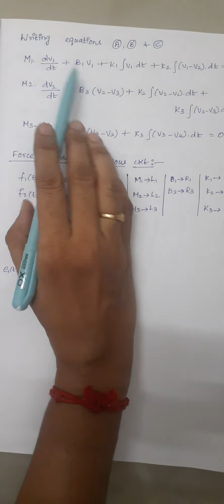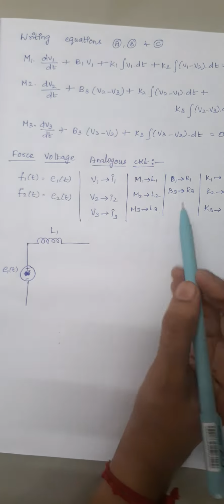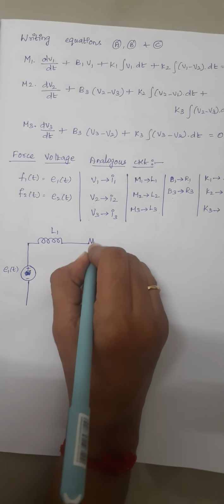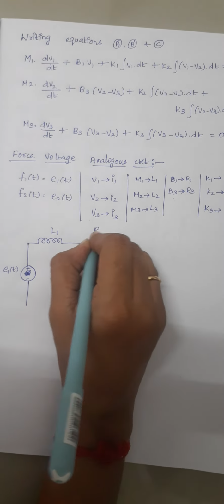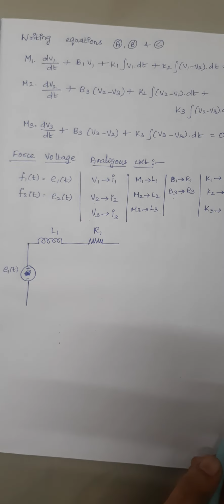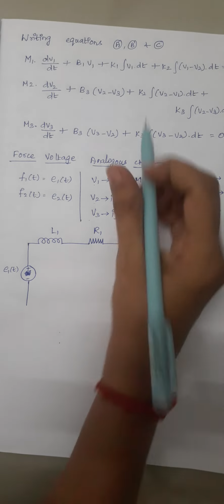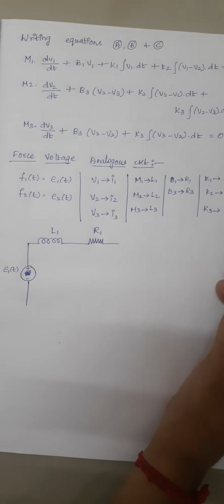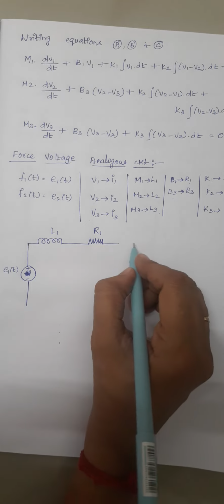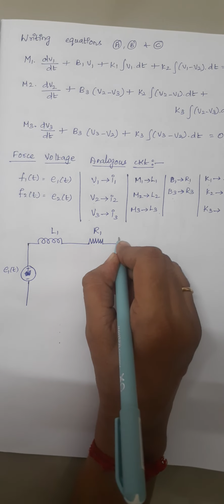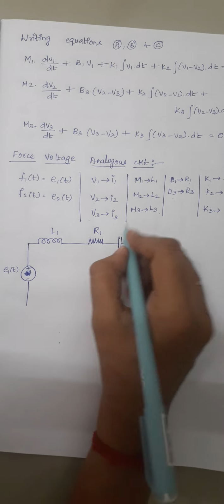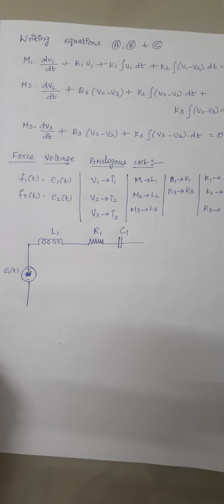The next one is we are having a B1. This B1 should be represented as a resistor here. So just draw a resistor, and this is your R1. The next one is K1. This K1 should be represented as a capacitor. So I am drawing a capacitor here, that is represented as C1.